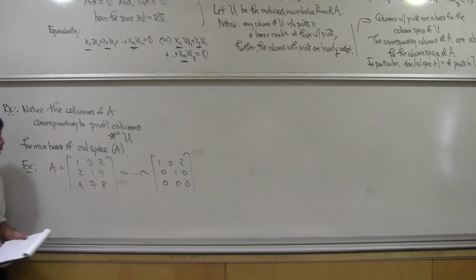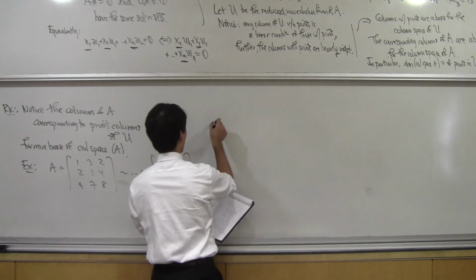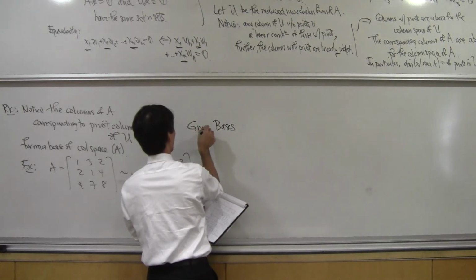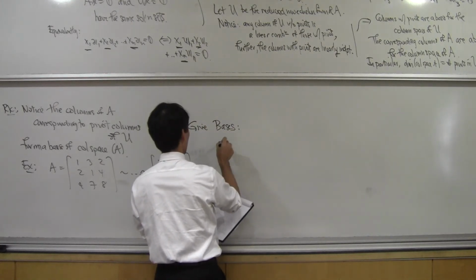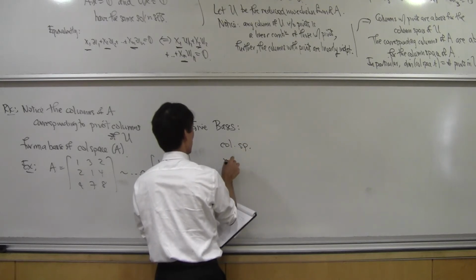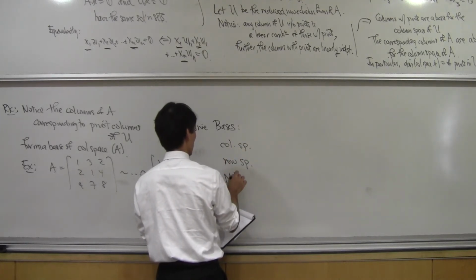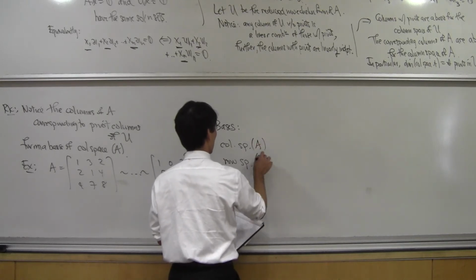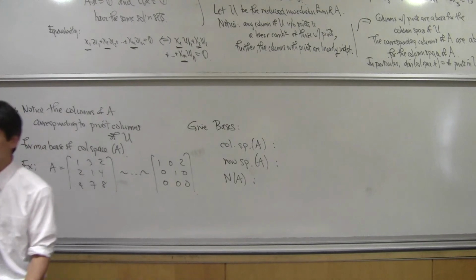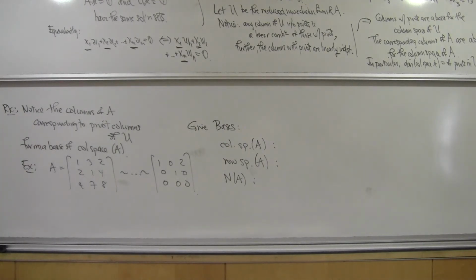I want you to take 1 minute and give me bases of the column space, row space, and null space. If you know what you're doing, it should take you 10 seconds. If you somehow magically understood everything, then it should take you 10 seconds. If it takes you more than 10 seconds, that's fine.